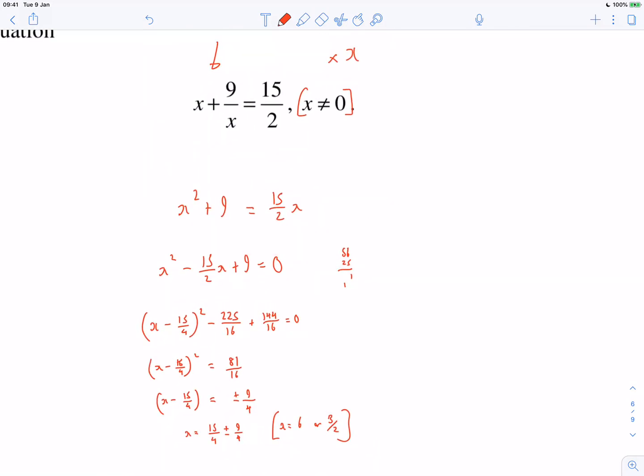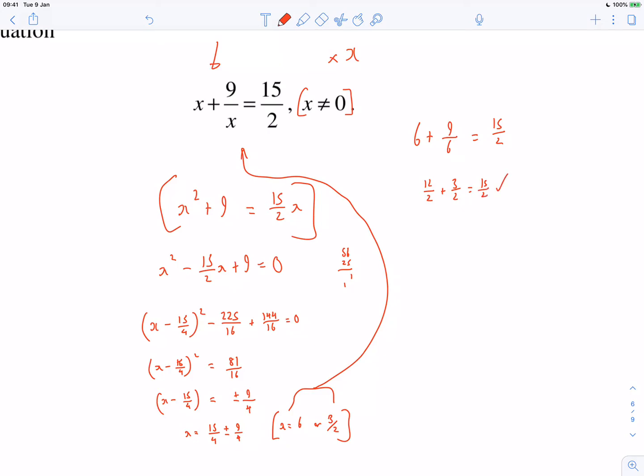The final thing we have to do is, because we've solved this equation, we should always check to see if our answers, if we sub them back in, make sense. So if x is 6, does 6 plus 9 over 6 equal 15 over 2? Well, 9 over 6 is 3 over 2, and 6 is 12 over 2. And 12 over 2 plus 3 over 2 does equal 15 over 2, so that's valid. So x equals 6 is muy bueno.